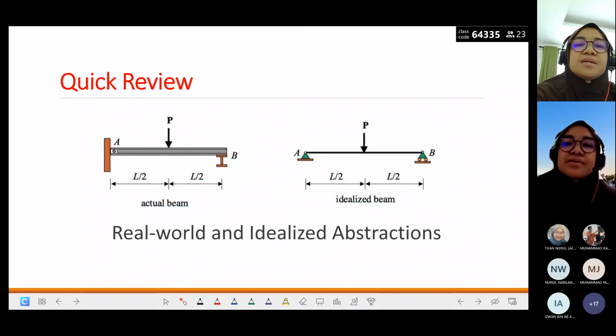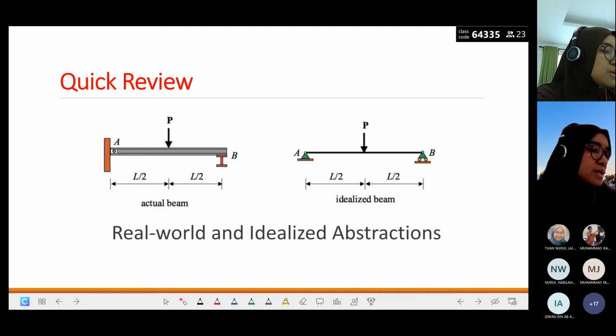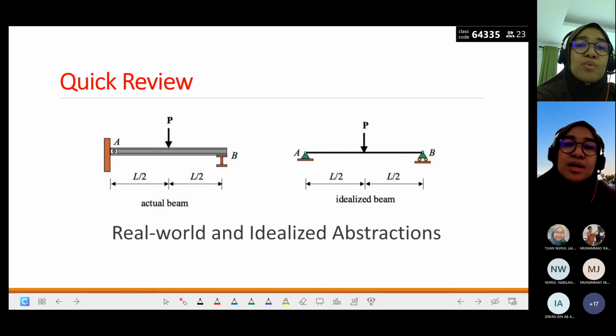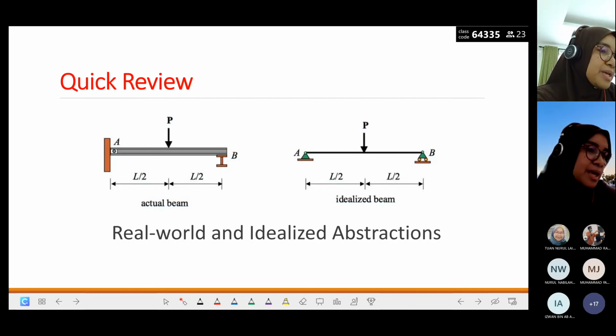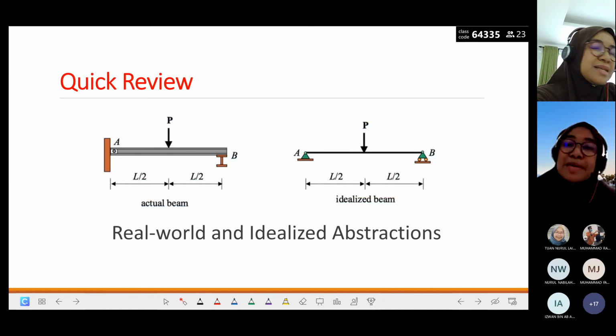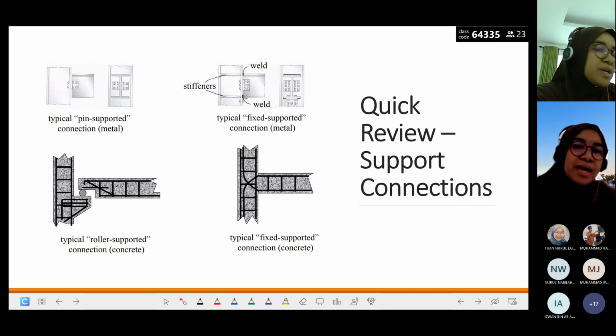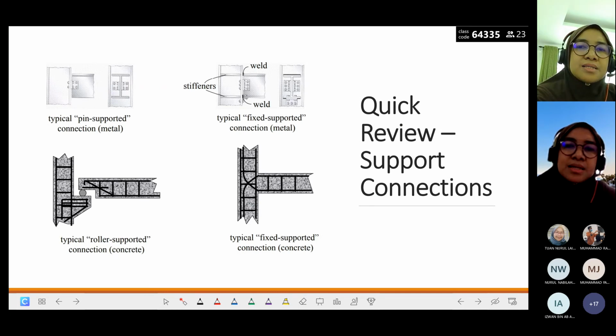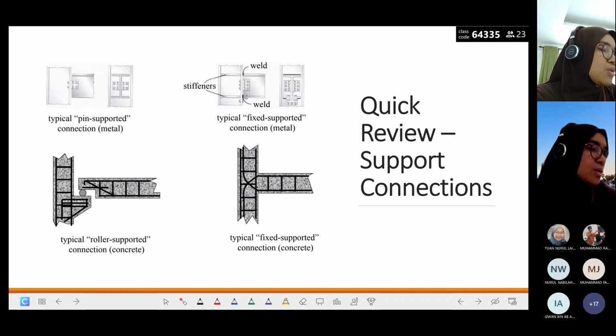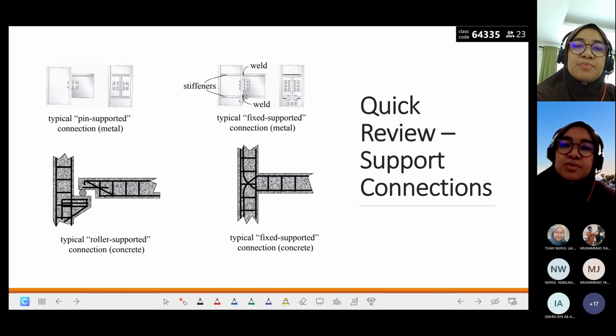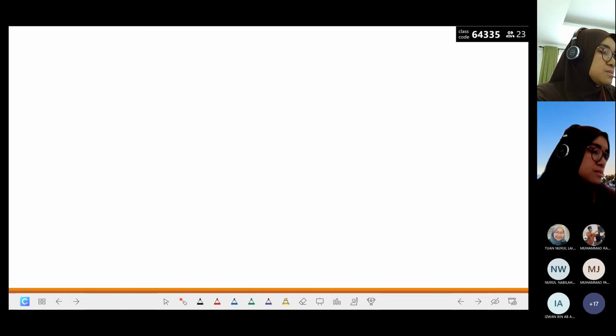Okay, this is just a review of what the diagrams look like, the real world and the idealized one. This is a simply supported beam. These are the actual support connections, the real ones. Number one is the pin support and then the fixed support, how they look in real conditions. Then the roller support as well as the fixed support.